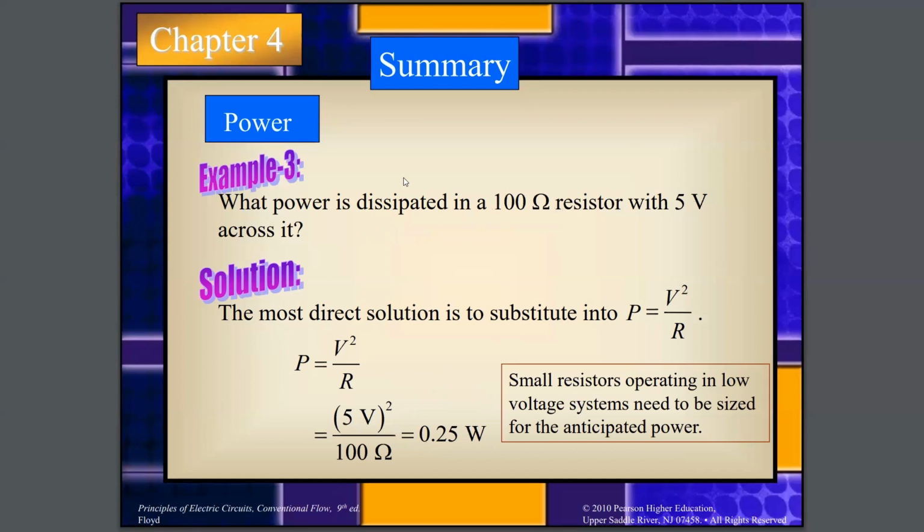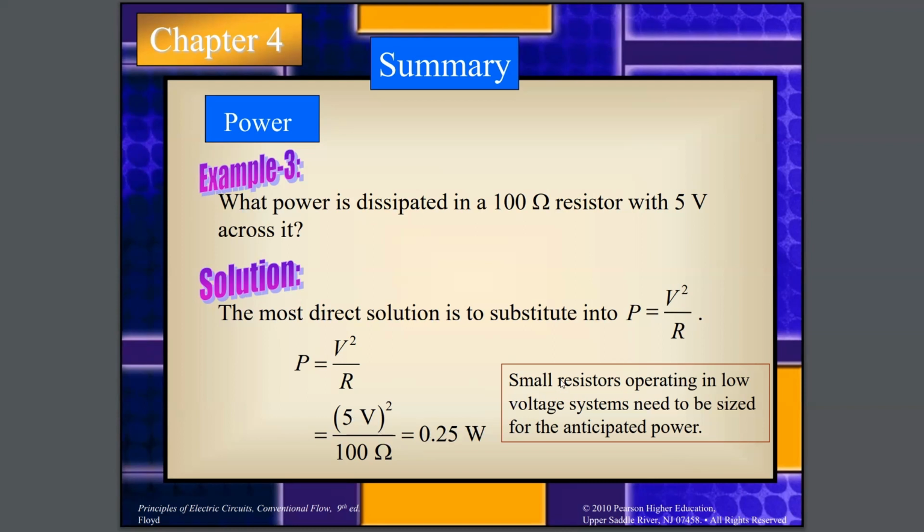Another example says, what is the power dissipation of a 100 ohm resistor with 5 volts across it? And again, we can use the other equation that we have for power. Power is equal to V squared over R, and we have 0.25 watts.